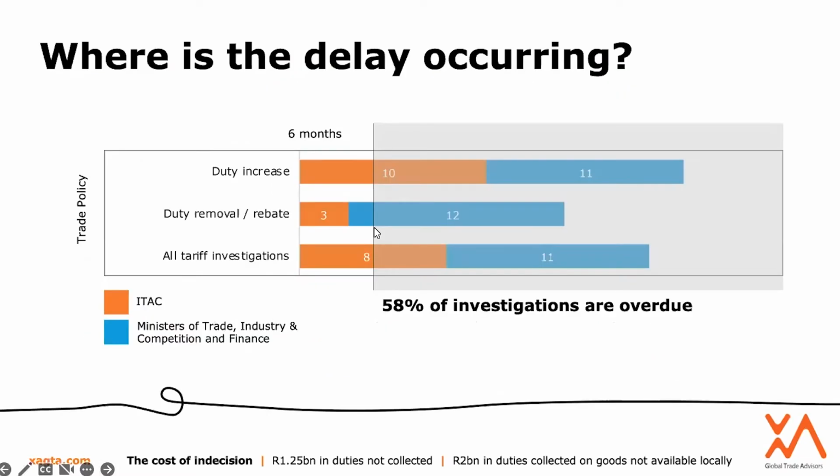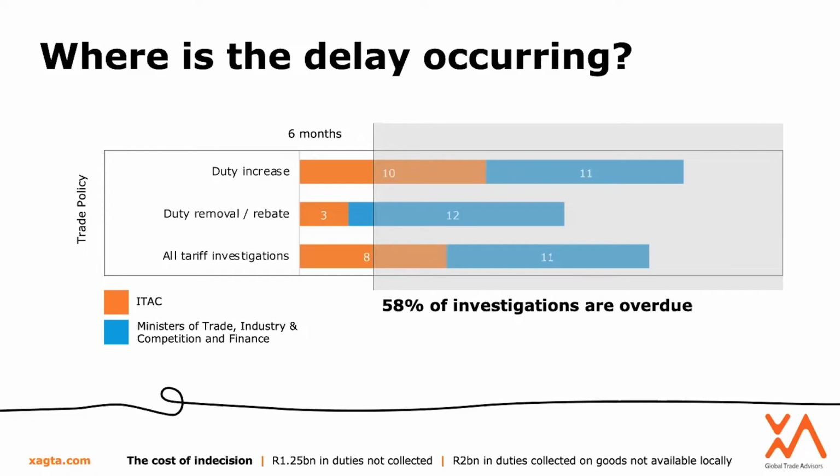So now we have a look on this chart and where the delays are occurring. If you look at the left part, the orange bit of the chart, these are cases that are closed. And the orange bit of the chart is the amount of time cases spent at ITAC. And the blue part of the chart is where it's spent with either the Minister of Trade, Industry and Competition or the Minister of Finance. Unfortunately, in the public record, we're unable to determine how much time was spent respectively between those two ministers. So we know there's the ITAC portion and there's the ministerial portion.